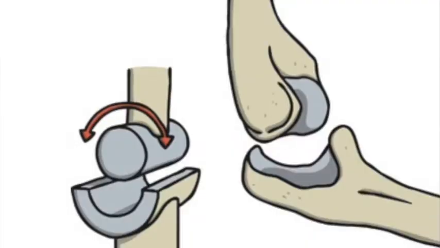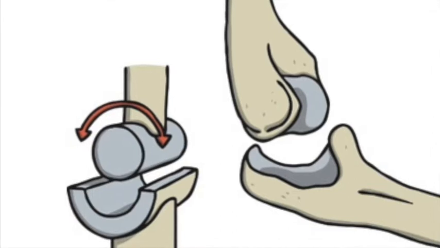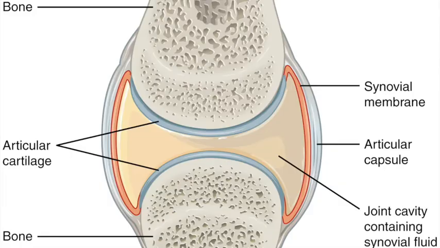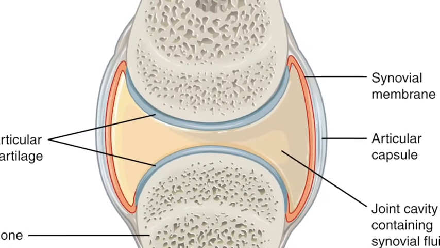There are two classifications within the knee joint, the first being structural, which is a synovial hinge. So the joint moves like a door on a hinge. And functional classification, which is diarthrosis.